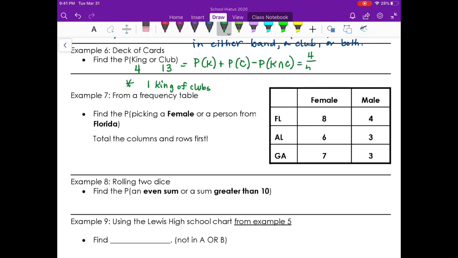So our kings, 4 out of 52. Our clubs, 13 out of 52. And then we'll subtract the 1 that is both a king and a club. And that gives us 16 out of 52, which is 4 out of 13.